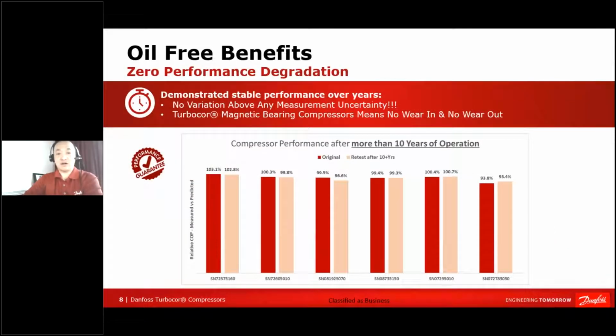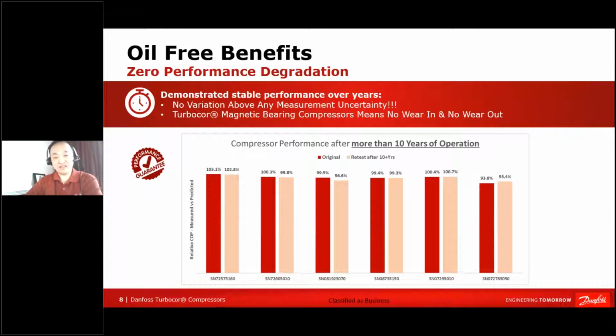Now, to prove out what we just said in the past couple of slides, with oil-free compressors there are really two significant benefits in terms of performance. Oil is eliminated from the system, so there is no fluid to degrade performance. And secondly, there is no metal-to-metal contact, which would degrade mechanical operation over time. So what Danfoss Turbocor did recently was bring in 6 compressors that had been operating in the field after 10 plus years of operation.